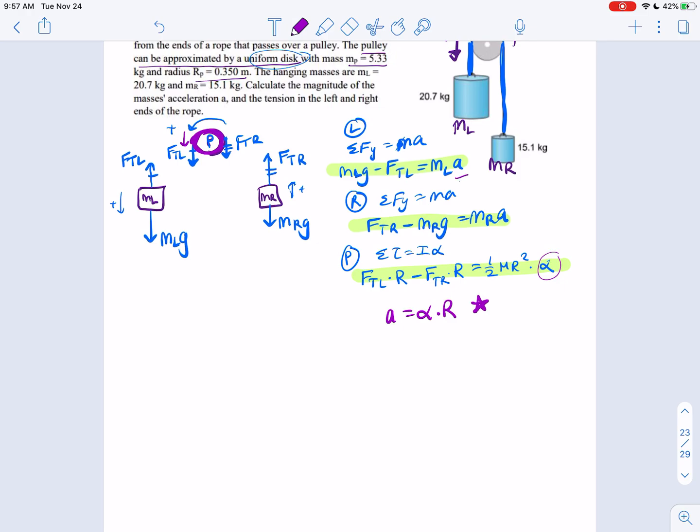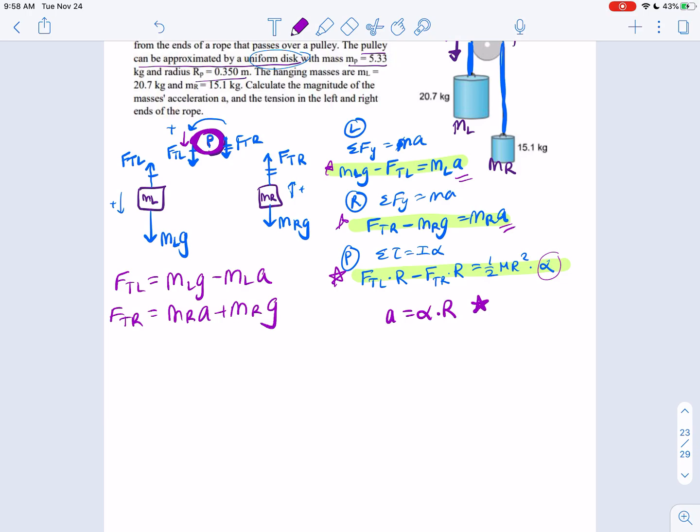So we know that the acceleration of those masses has to be the same because they're all on the same rope, right? So they're going to have to all move together. Let me think what's the best way to solve this. I think I'm going to put everything in this pulley equation. So the FT left is going to be MLG minus MLA, if I move that over. And the FTR is going to be MRA plus MRG, if I just revamp those two.